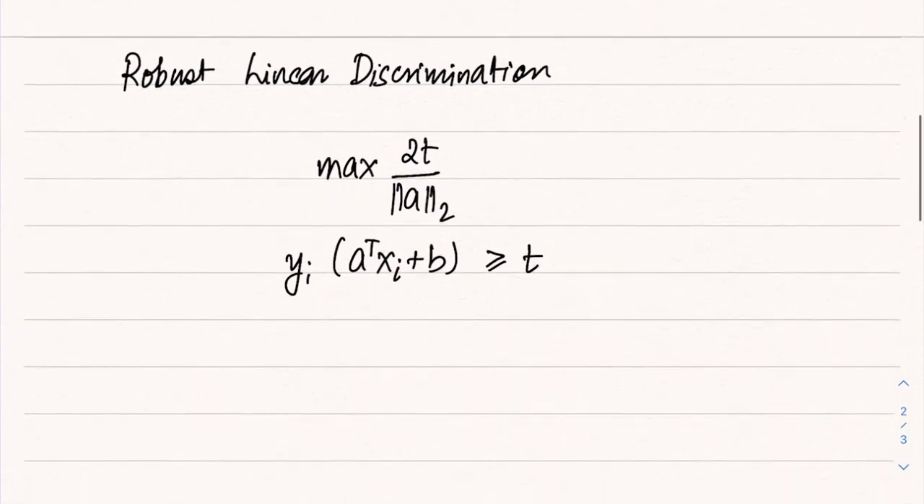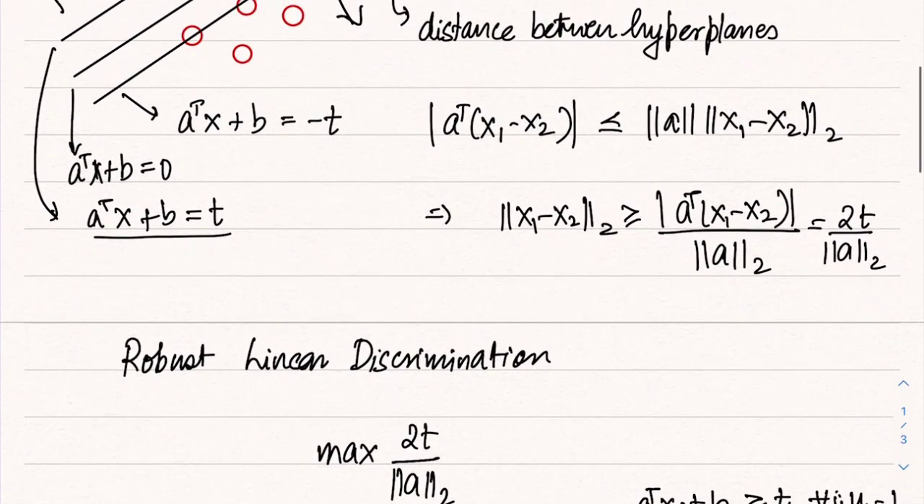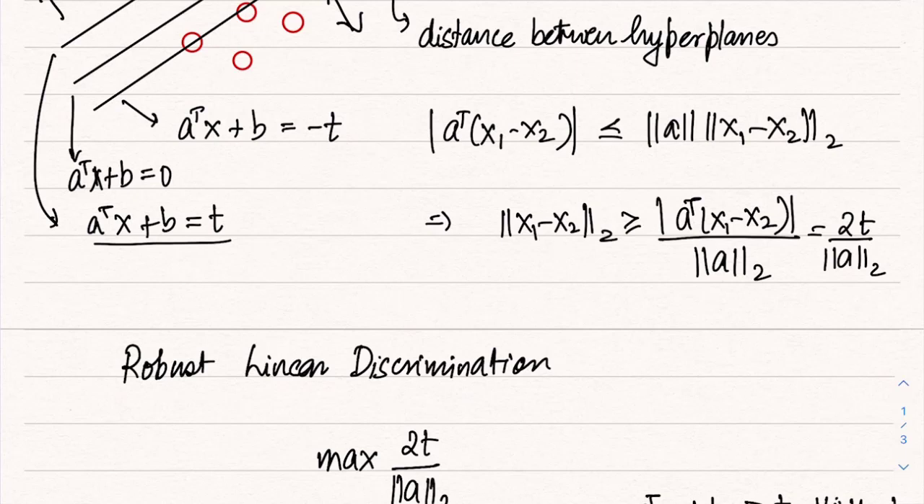This constraint is equivalent to two sets of constraints which are of the form A transpose xi plus B greater than or equal to t for all i such that yi is equal to 1, and A transpose xi plus B is less than or equal to minus t whenever yi is equal to minus 1. So these are the two sets of constraints, and we of course have t greater than 0 because t is proportional to the distance between these two hyperplanes, and we want this distance to be greater than 0.